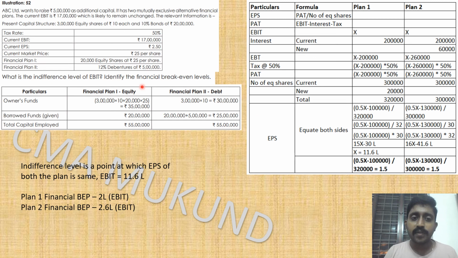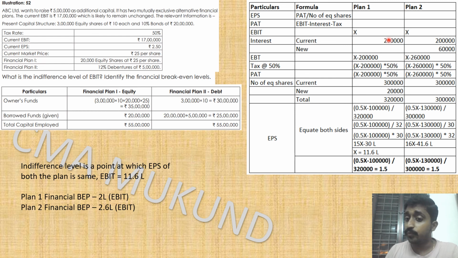Next we have to find the financial break-even point. Financial break-even analysis is about whether our profit is sufficient to cover the interest burden, which means the interest burden has to be met. So what will be the financial break-even point? For plan 1, the interest is 2 lakh. If we cover the 2 lakh, then we are in the no profit, no loss scenario. So 2 lakh will be the financial break-even point for plan 1.